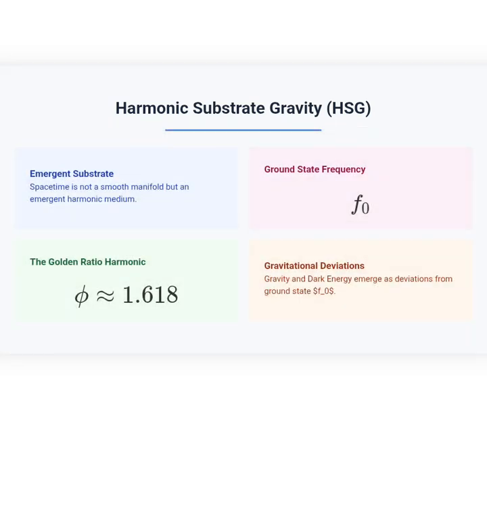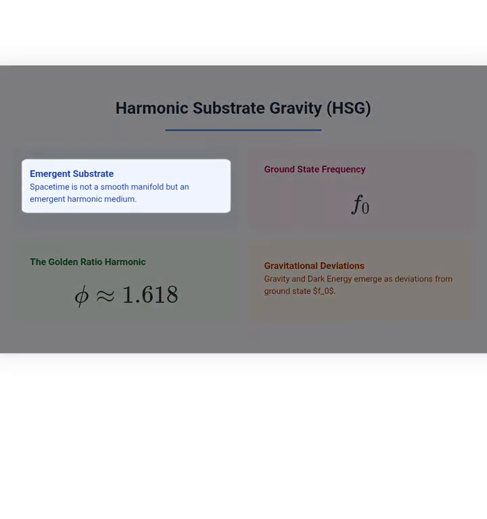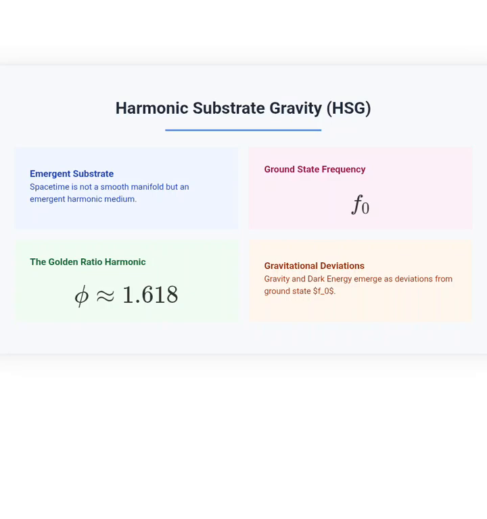Journey into a cutting-edge framework, harmonic substrate gravity, or HSG. It's a perspective that might just change how you visualize the entire cosmos. In traditional physics, we often treat space-time as a smooth, passive manifold, like a stage where actors play their parts. But in HSG, we propose that space-time is an emergent harmonic substrate. Imagine it more like a vibrating fluid or a resonant medium rather than a static background.